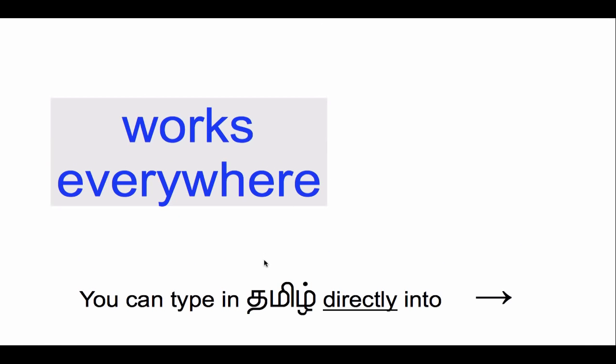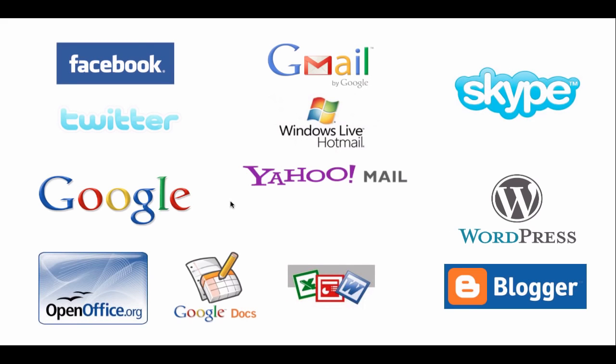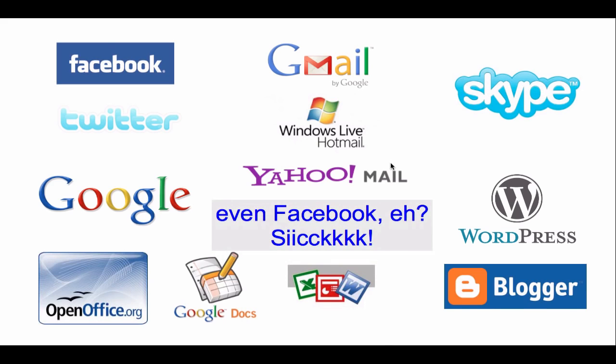It works everywhere. You can type using this method in Tamil directly into all these different websites: Gmail, Windows, Hotmail, and Yahoo Mail, so you have your email programs, social networks like Facebook and Twitter, Google search engine, OpenOffice, Google Docs, and generally in Microsoft Office programs, blog websites like WordPress and Blogger, and you can use the chat functionality on Skype, within the email programs, or on Facebook, all using directly Tamil language input.